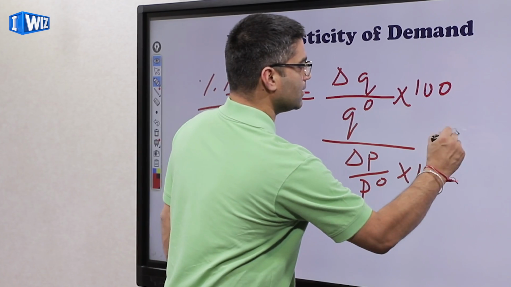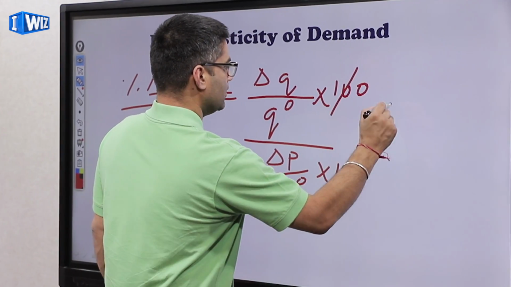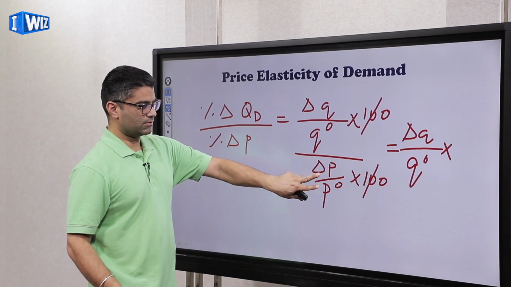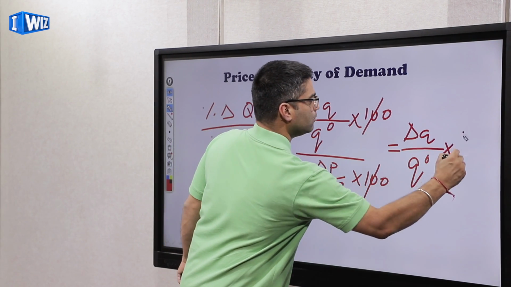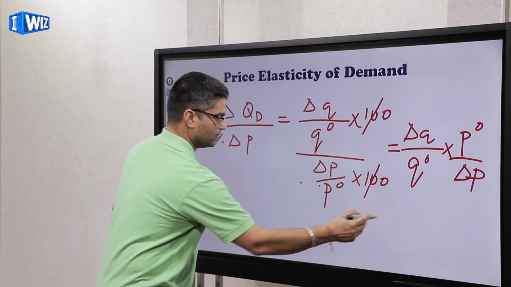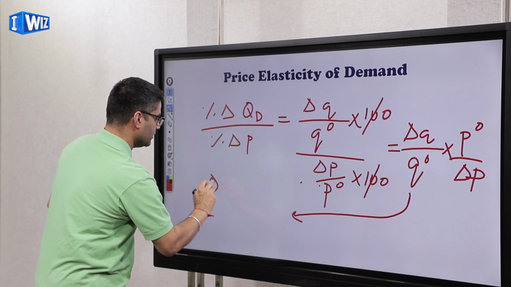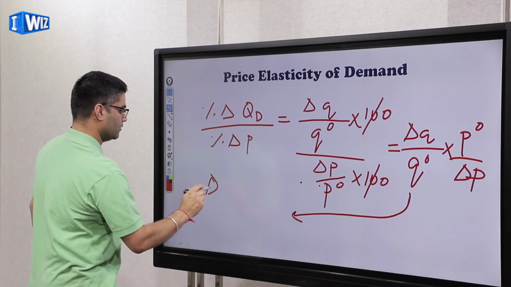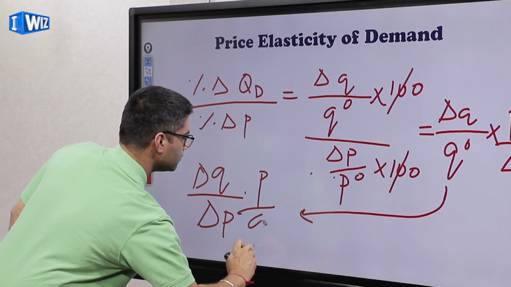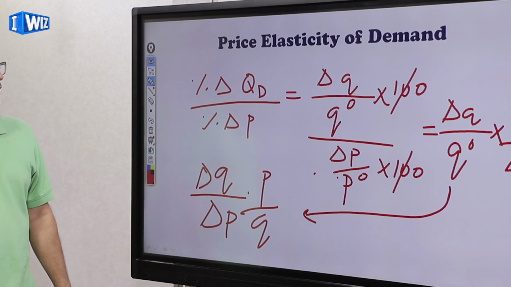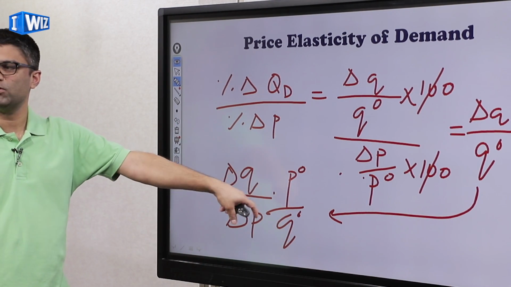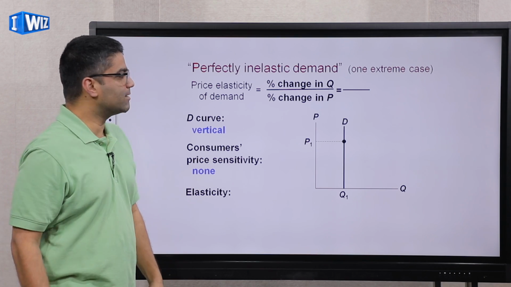So a convenient way to write this formula, if I cancel this out, is change in Q over Q0 times, taking the reciprocal, P0 over change in P. One more step and we are done with this: it's change in Q over change in P times P over Q. So if you look at that formula, with P0 and Q0, it's change in Q over change in P times P over Q. Now we'll talk about how we graphically represent this.